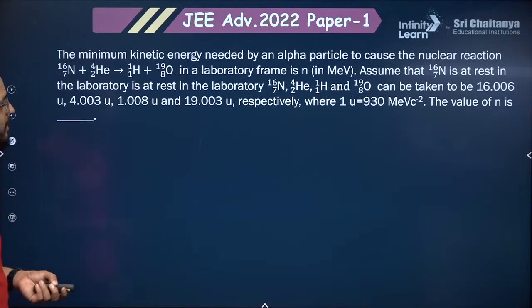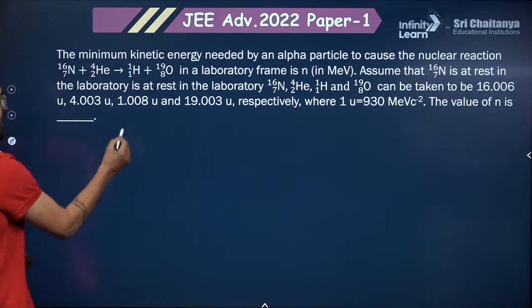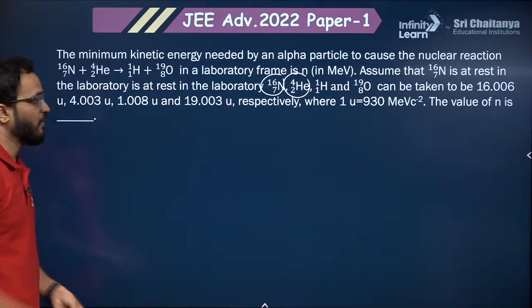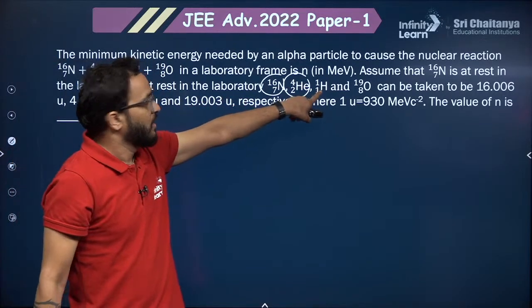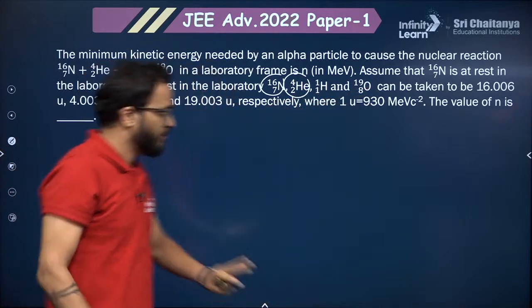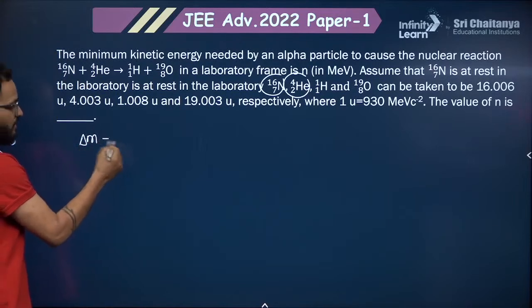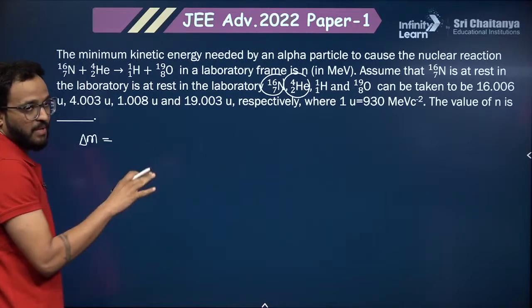The minimum kinetic energy needed. So what is happening here? There is a nitrogen and an alpha particle. So nitrogen plus alpha particle are fusing to give you hydrogen plus oxygen, right? So how will we find out? First of all, let's find delta M here, the mass defect. How much will that be? Final mass minus initial mass.